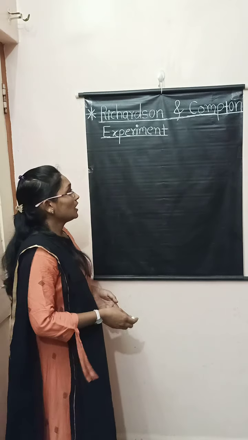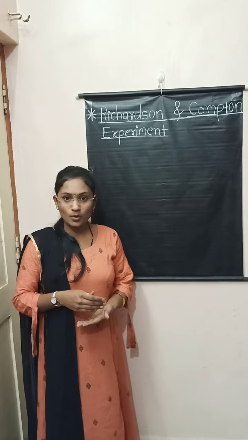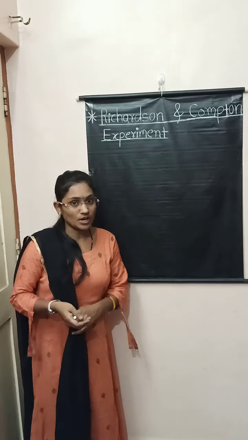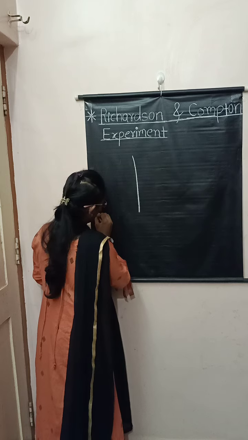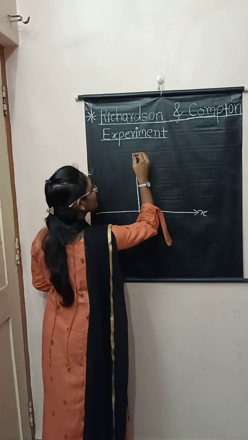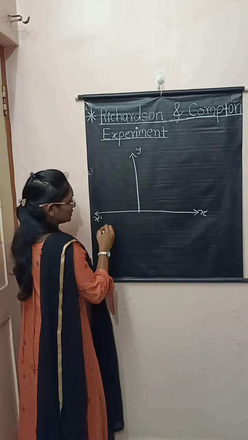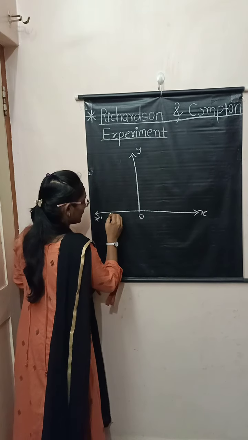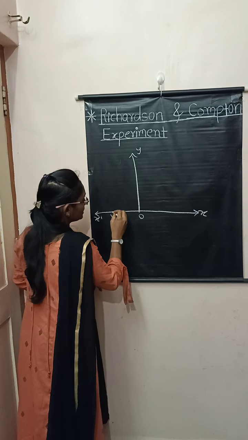First of all, we discuss the relation between the photoelectric current and the retarding potential. Okay, we know about the photoelectric current and also the retarding potential. So I plot one graph. We know that this is the x-axis, this is the y-axis, this is the x dash. And here 0. I put here V0, and from that I draw some lines.